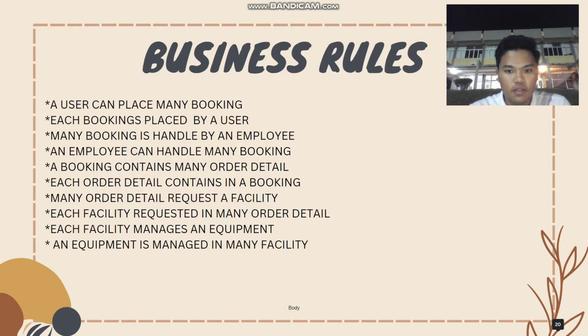So the first business rule is a user can place many bookings. Each booking is placed by a user. Many bookings are handled by an employee. An employee can handle many bookings. A booking contains many order details. Each order detail is contained in a booking. Many order details request a facility. Each facility is requested in many order details. Each facility manages equipment, and equipment is managed in many facilities.